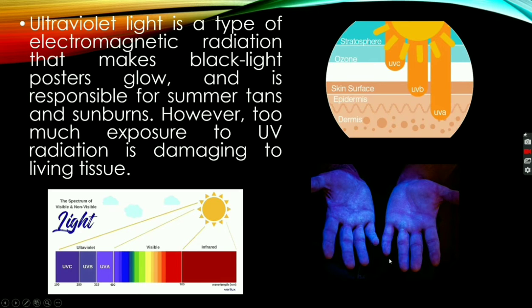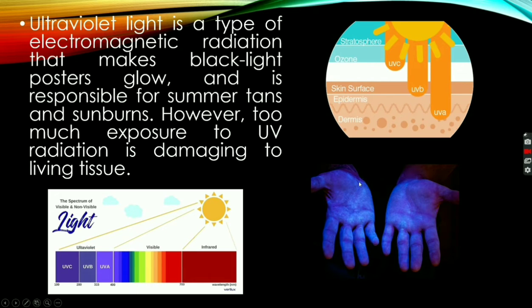As we can see from the picture here, it shows the effect of UV light in dark mode. The palm of the person's hand is glowing because it is exposed to UV light, and this shows the germs or any bacteria that affect the person's hands.